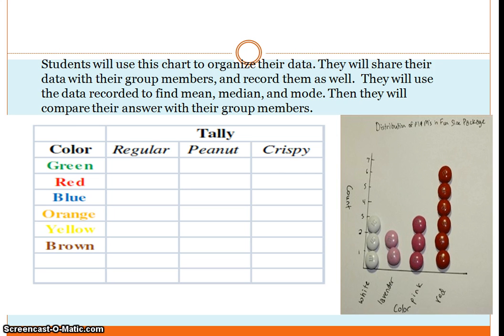They will use their data recorded to find the mean, the median, and the mode for each. Then they will compare their answers with their group members. As you see here, the tally, students will calculate the regular, peanut, and crispy amount for green, blue, yellow, all the different colors in the M&M bags. And here's a sample where they will actually place them in graphs to find out the different colors.